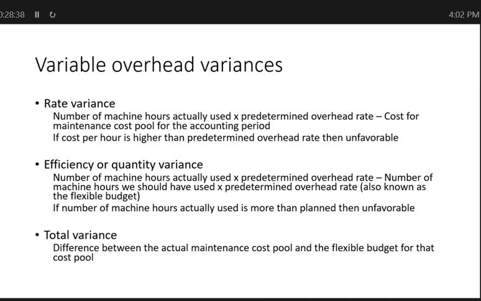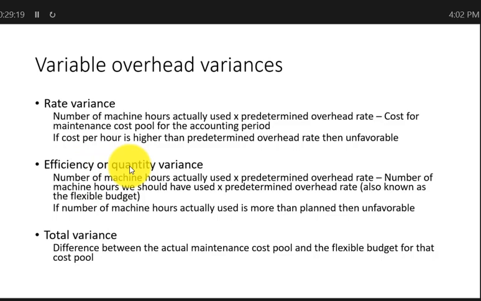So we break it into its pieces. The total variance is fine, but we would like a little more information by breaking it into the rate variance: the number of machine hours actually used, times that predetermined overhead rate, compared to the actual cost for that cost pool for the accounting period. If we used a higher overhead rate, then it is unfavorable. If it's lower, then it is favorable.